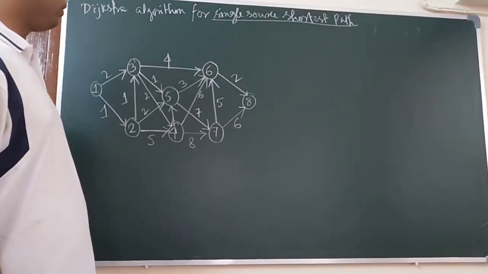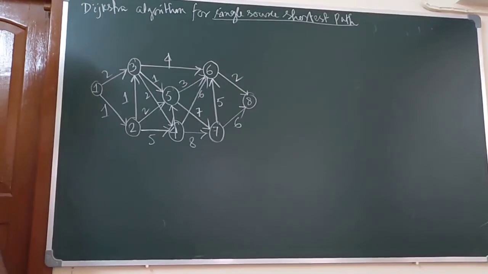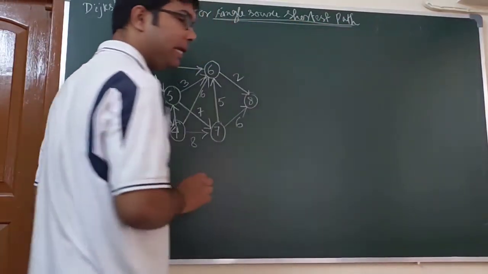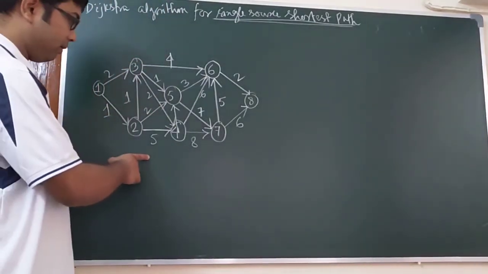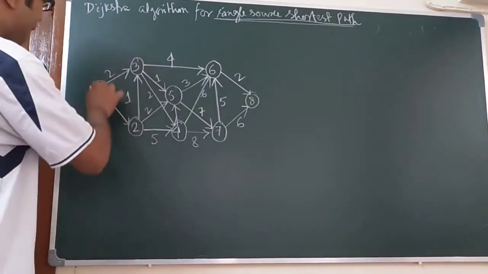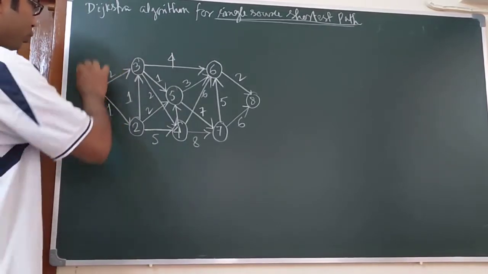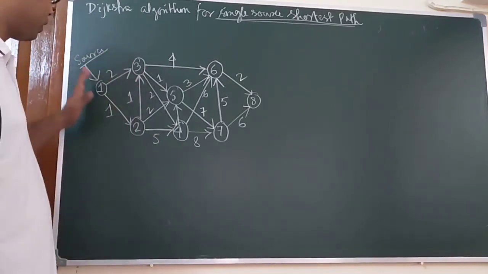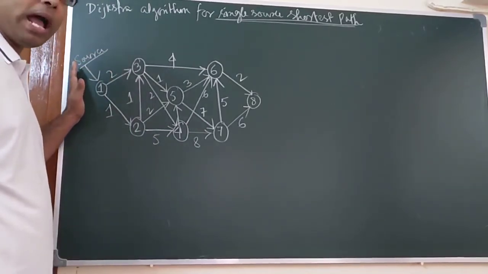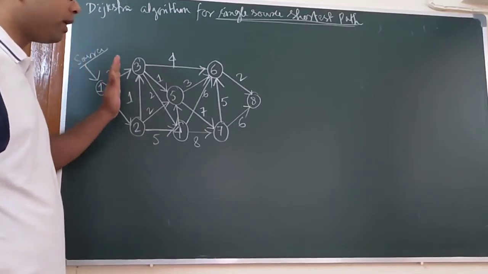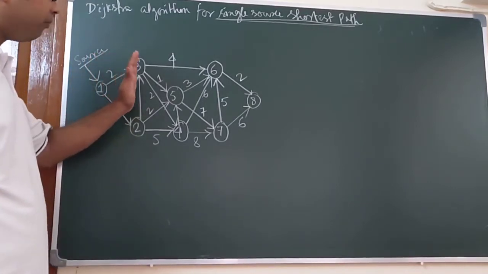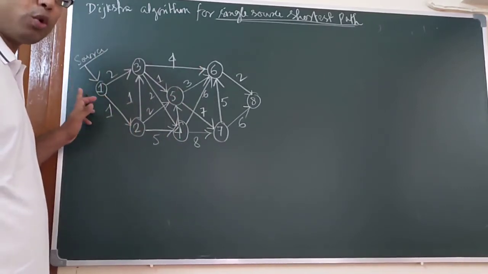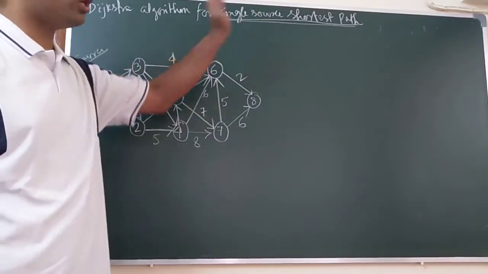Hello everyone. Today I am going to discuss Dijkstra's algorithm for single source shortest path. Here the graph is given, and let 1 be the source. We have to find the shortest distance from this starting node, source 1, to every node in the graph. That's why it is called single source shortest path.